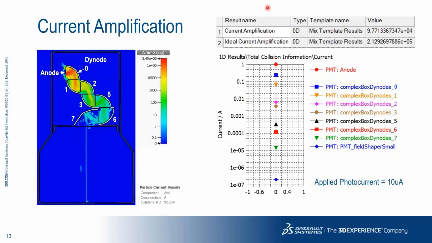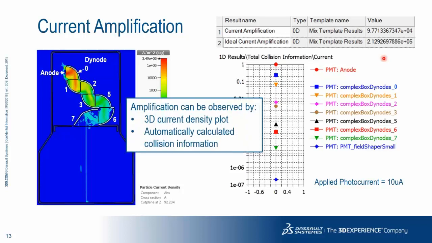So with our templates, you can have our template-based post-processing. You can also get the number for the current amplification by reading in the anode current and dividing it by the emitted current. So we get around 1E5 current amplification. Remember, the ideal current amplification, which you can calculate from the maximum SEY, is around 2E5, which is not too bad, considering that not all particles land exactly in their optimal position and with optimal energy. So these are the two ways you can observe the amplification, also in numerical values: with a 3D current density plot or from collision information.